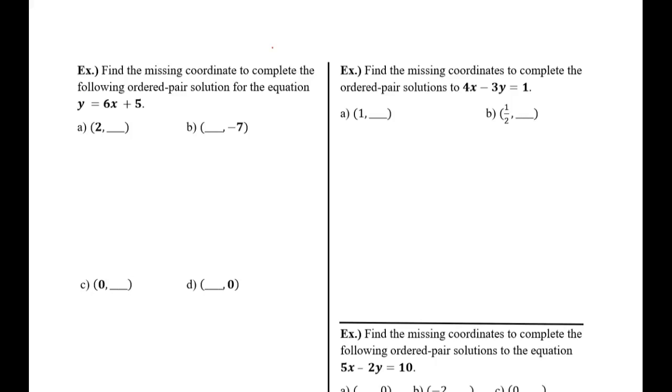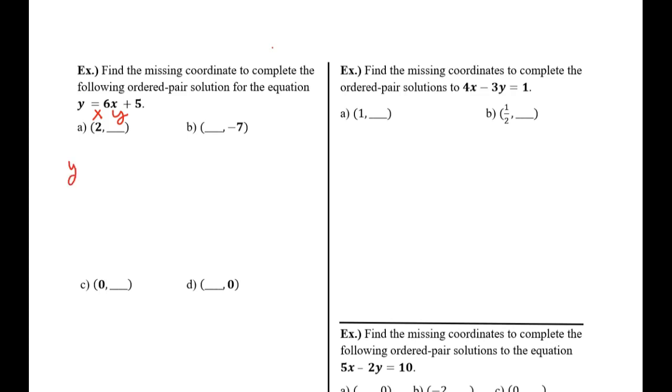In this video, we are going to find the missing coordinate to complete an ordered pair given a linear equation. In this first example, we have the linear equation y equals 6x plus 5, and we want to complete the rest of these ordered pairs. In this first one, we have the x coordinate, but we don't know the y coordinate.